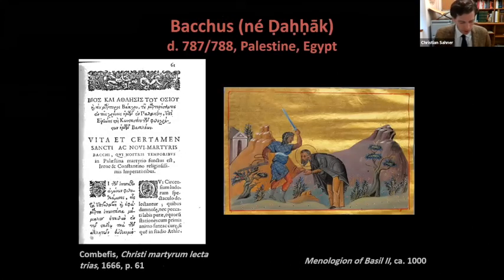Another one of my favorite martyrs is an individual known as Bacchus, and the life of Bacchus was written in Greek. Bacchus was born to a Christian family in coastal Palestine, north of Gaza City. The biography describes how his father underwent conversion to Islam shortly after he had been born. Now, his mother did not go along with the father.